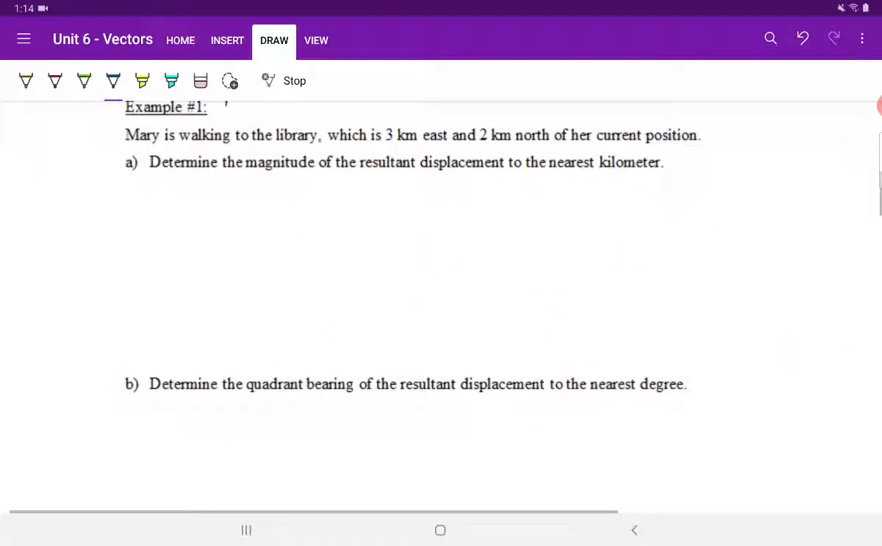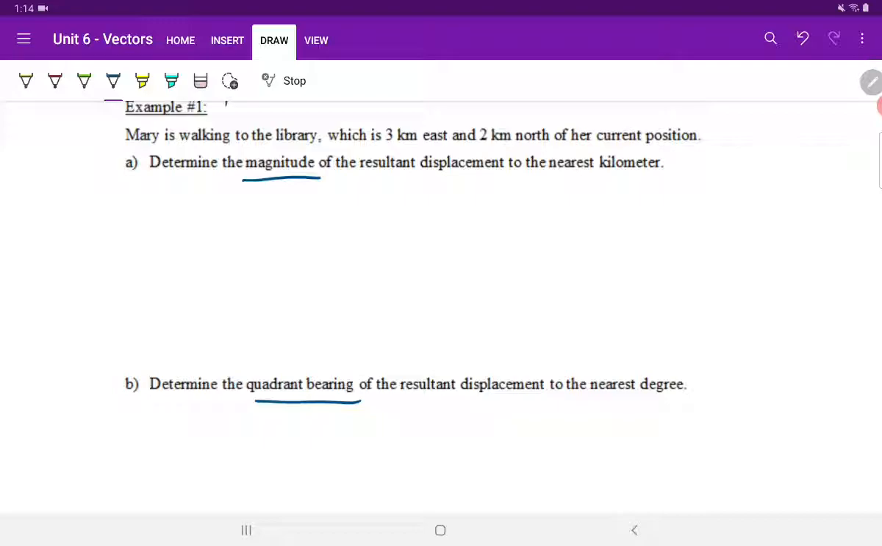Okay, so let's begin. Let's start with a simple question. Mary is walking to the library, which is 3 kilometers east and 2 kilometers north of her current position. Determine the magnitude of the resultant displacement to the nearest kilometer. So let's start by just finding the magnitude. It looks like the second question will be finding the quadrant bearing.